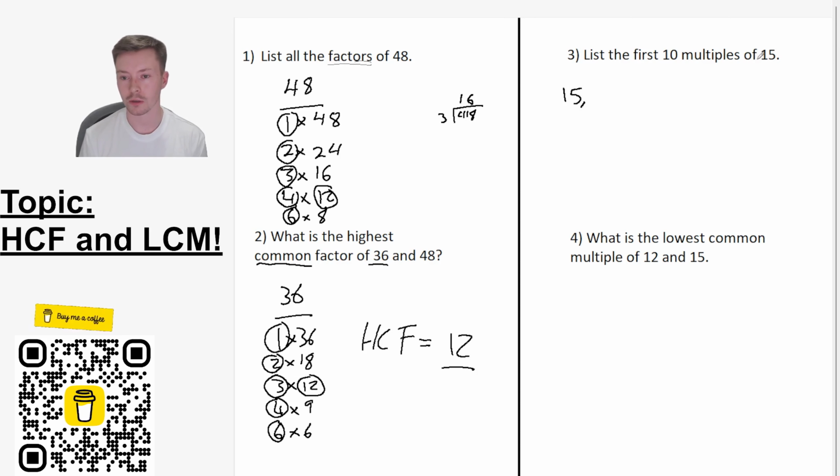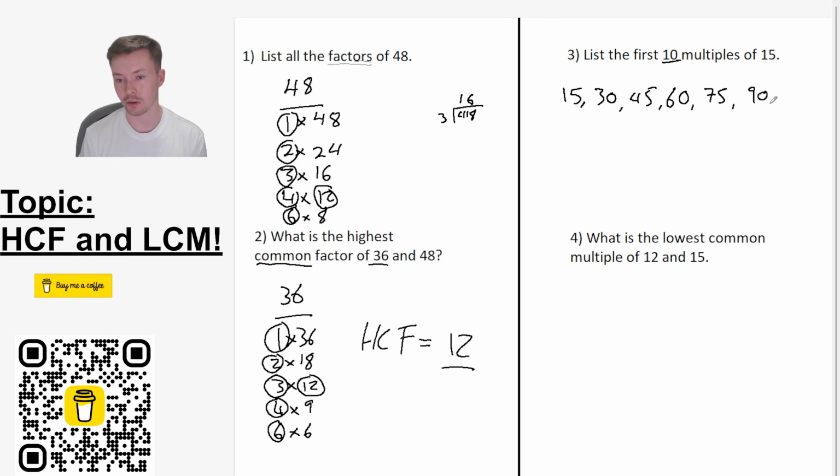So 15, okay, right, we're doing the first 10 multiples, so I need to do basically 1 times 15, 2 times 15, 3 times 15, and so on. So it goes 15, 30, 45, 60, 75, and the process I'm doing in my head when I'm doing this is add 10 and then add 5. So add 10, 85, add 5, 90, add 10, 100, add 5, 105.